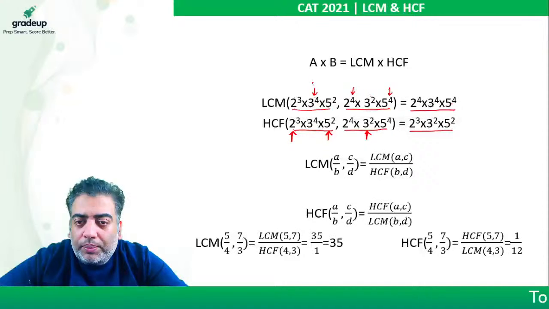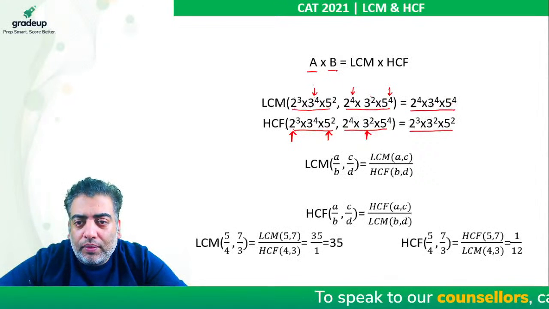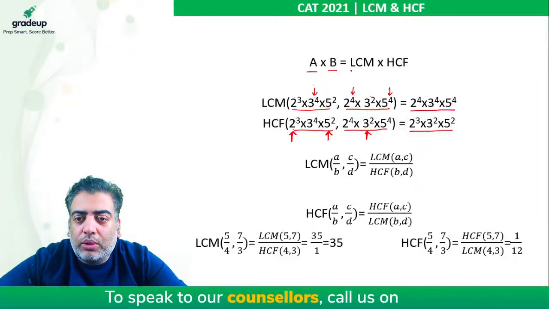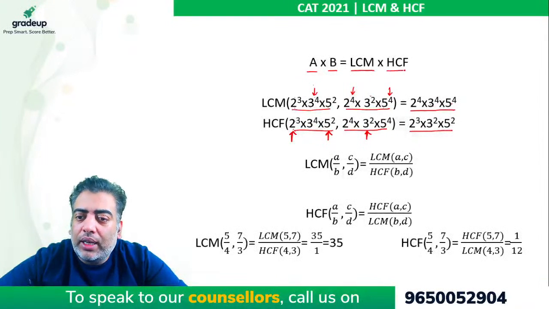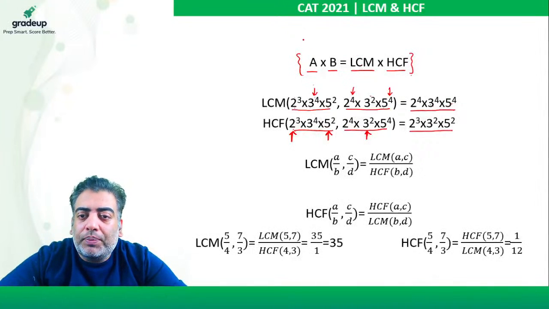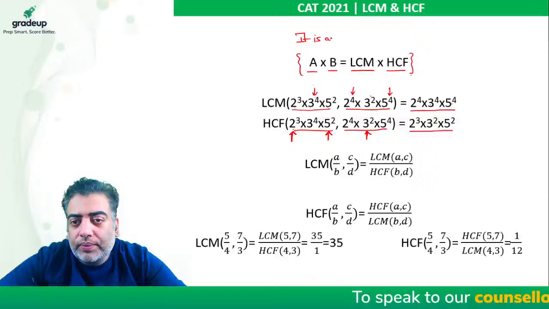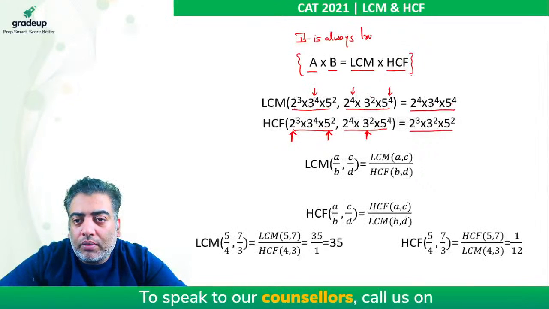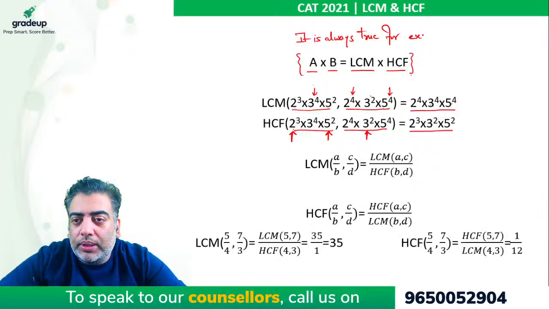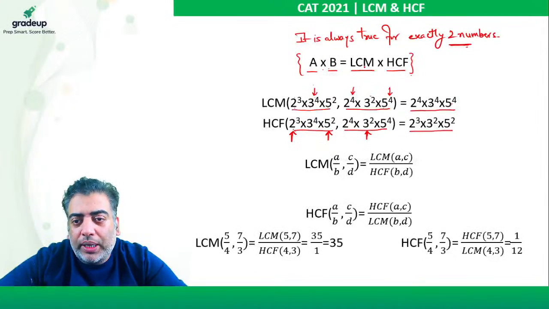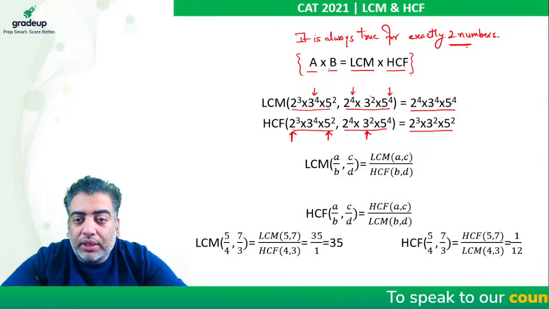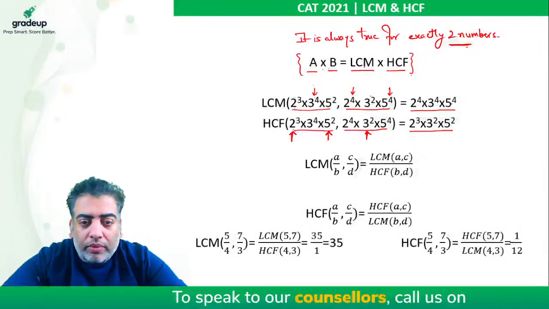If we have two numbers A and B, in any case their product is always equal to the product of their LCM and HCF. It's a standard relation between two numbers and their LCM and HCF. Please keep in mind it is always true for exactly two numbers. If there are more than two numbers, then there are multiple possibilities. It may or may not be equal. Then we need to insert conditions so that the two are always equal, right?